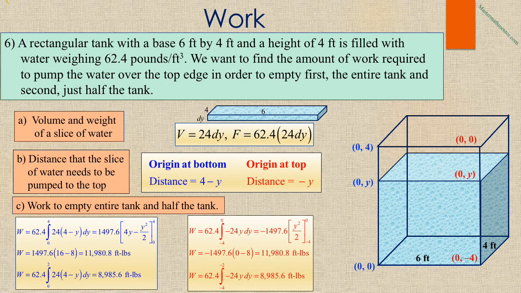It is probably clear that to empty the entire tank, we use limits from 0 to 4 or limits from negative 4 to 0. But to empty half the tank, it may not be clear why the limits are what we say they are. We go into more depth on this on the next slide.